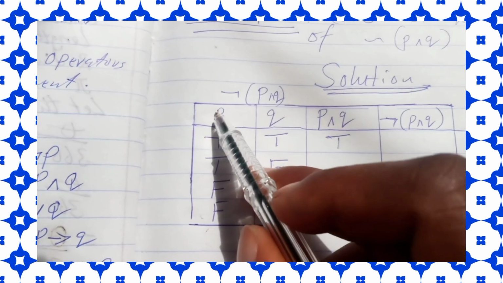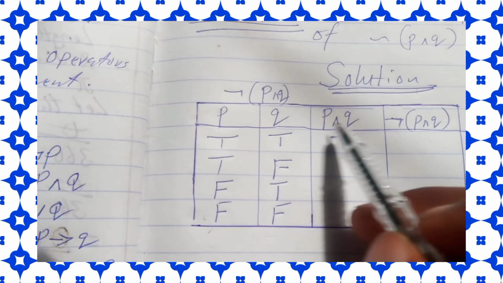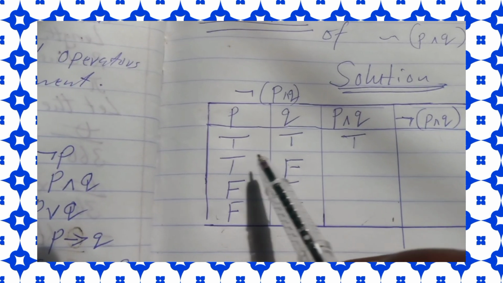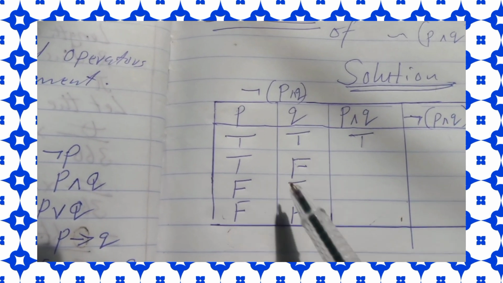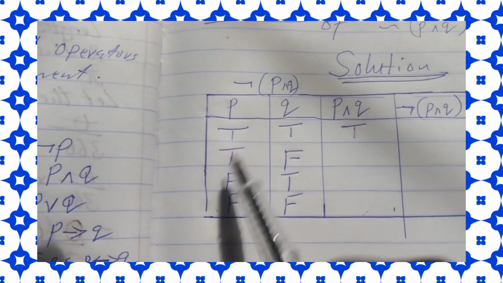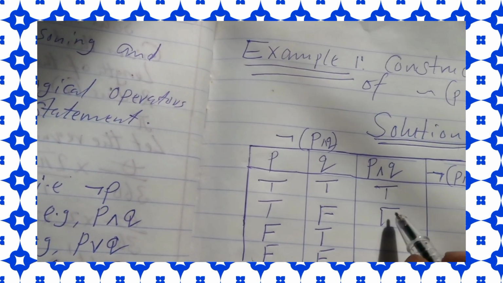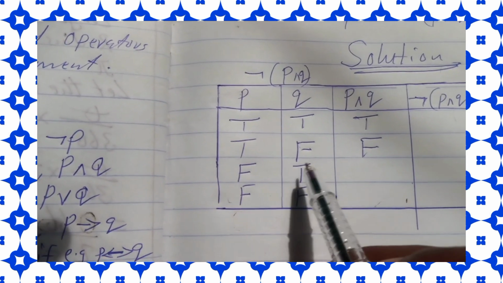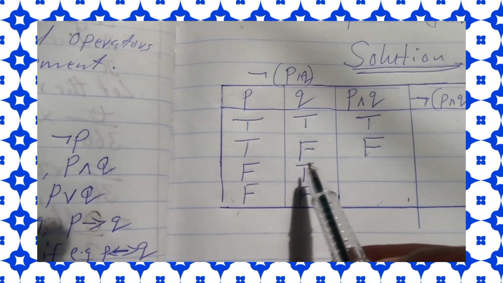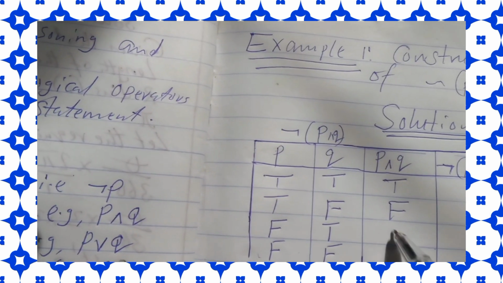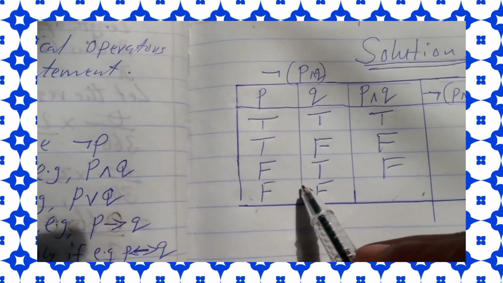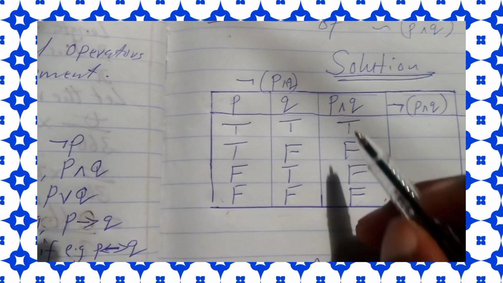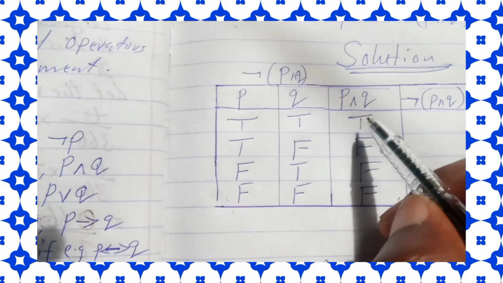If P and Q are true, then the P and Q column here will be true. Then now P is true, but Q here is false. So they are not both true. That means because they are not both true, it will be false. Now we have false and true. They are still not both true, so it will become false. Then here we had false. Because they are not both true, this will still become false.